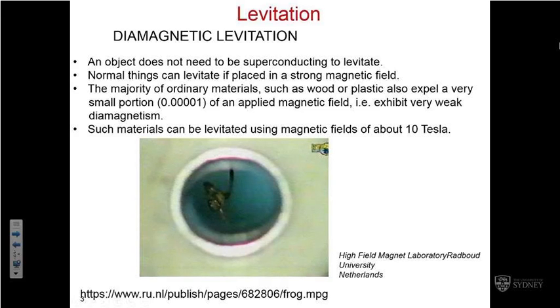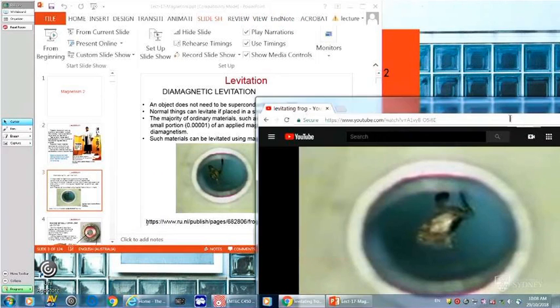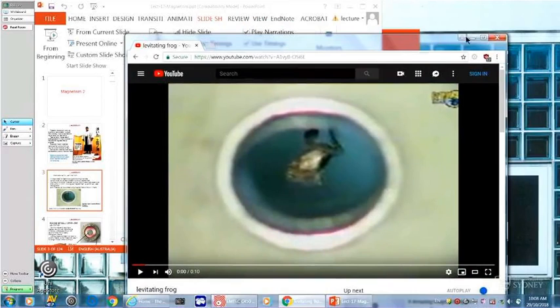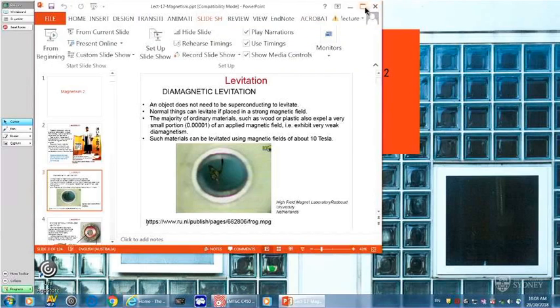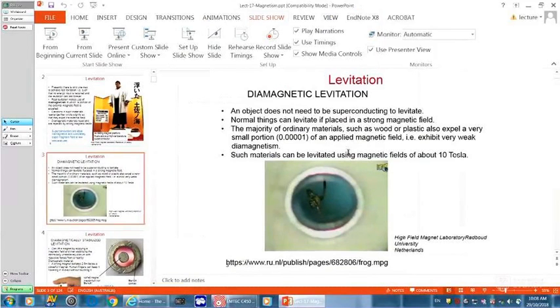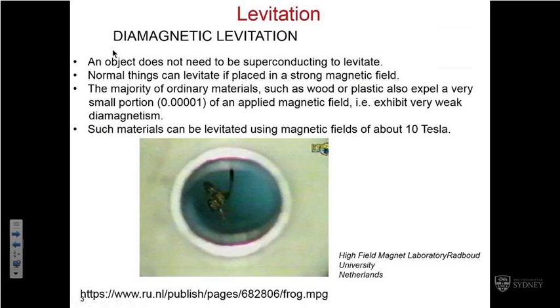I'm just going to try and play this for you. So you can see it just floating around there. It pushes off the sides occasionally, but it's levitating quite nicely. So diamagnetic materials can also levitate. That's the point I want to make, since we're talking about diamagnetic materials.